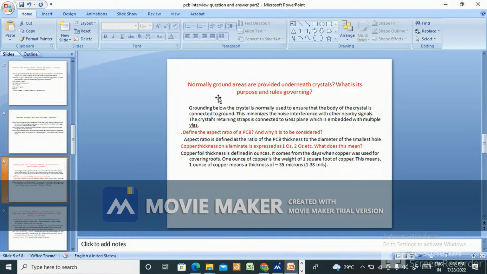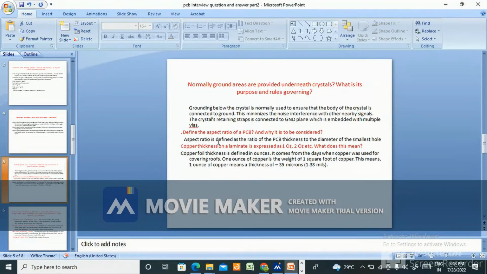So next is, normally ground areas are provided underneath the crystal. What is its purpose and the rules governing it? Grounding below the crystal is normally used to ensure that the body of the crystal is connected to ground. This minimizes the noise interference with other nearby signals. The crystal's retaining straps are connected to the ground plane, which is embedded with multiple vias.